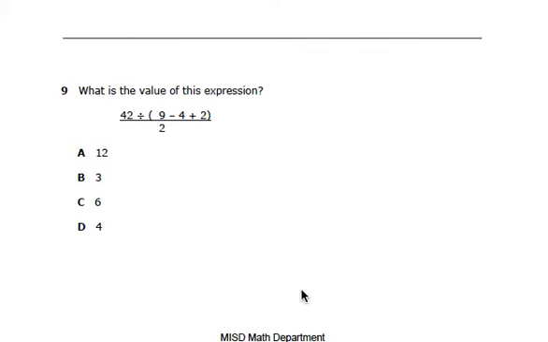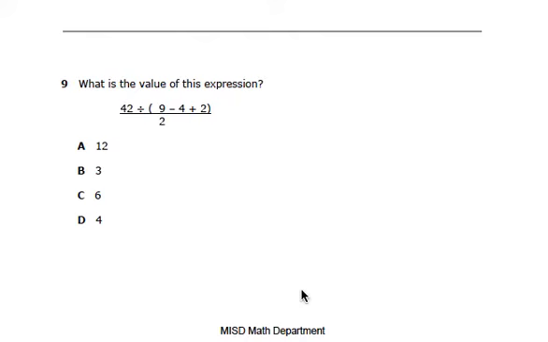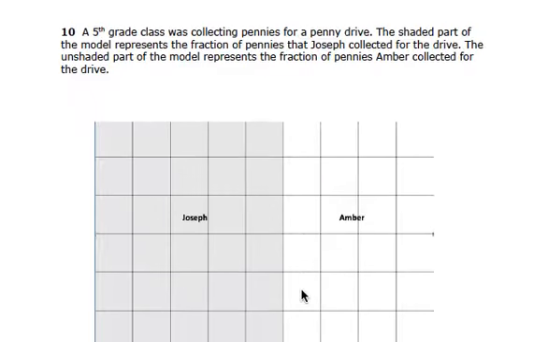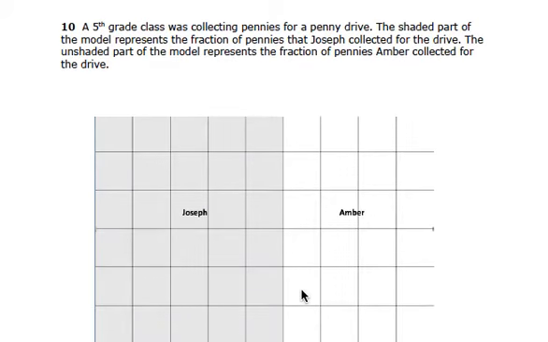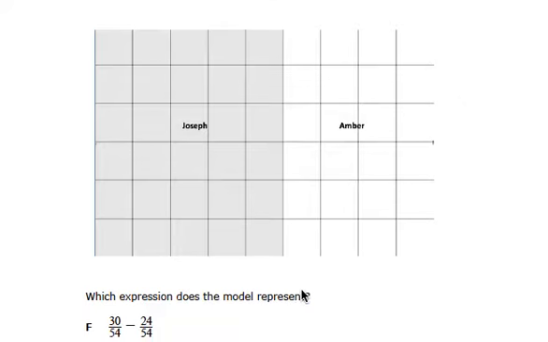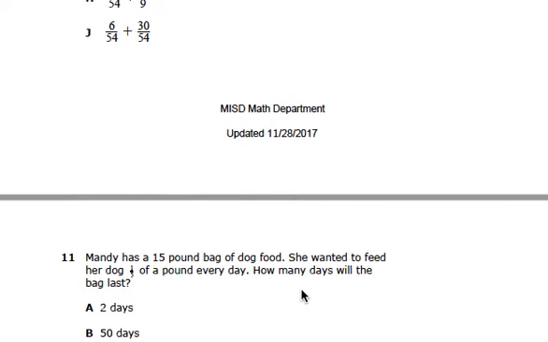Number 9. What is the value of this expression? Number 10. A 5th grade class was collecting pennies for a penny drive. The shaded part of the model represents the fraction of pennies that Joseph collected for the drive. The unshaded part of the model represents the fraction of pennies Amber collected for the drive. Which expression does the model represent?